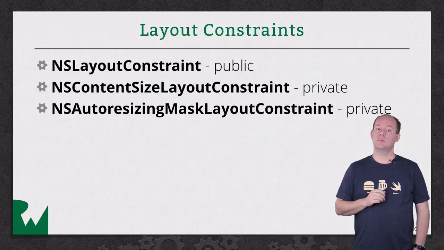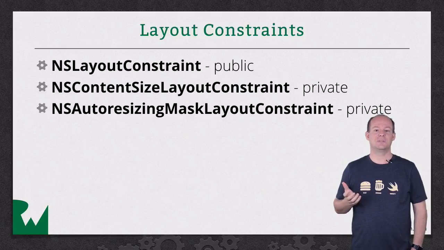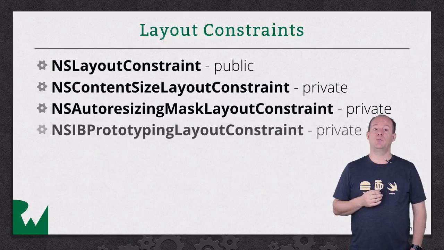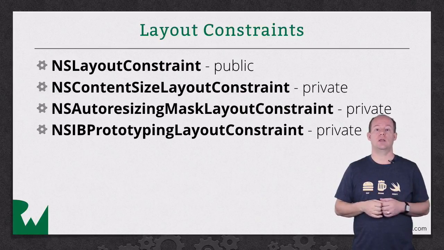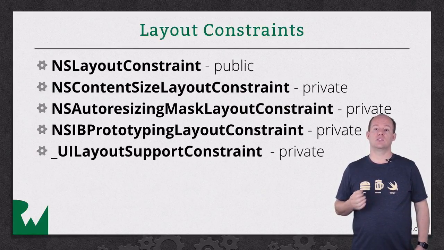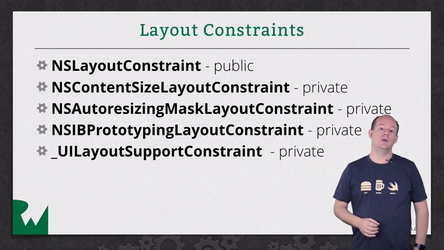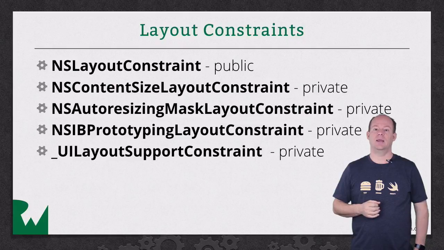But the system does use this one for top level views and in some other cases, so it's not always evil. Next, there's NSIBPrototypingLayoutConstraint. These are the automatic constraints created by Interface Builder if you haven't fully constrained your layout. And finally, there's _UILayoutSupportConstraint, which is created when you make a constraint to the top layout guide or the bottom layout guide.